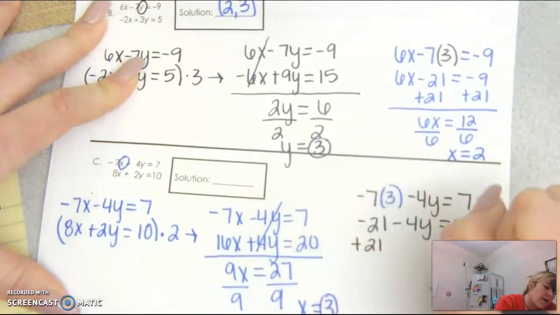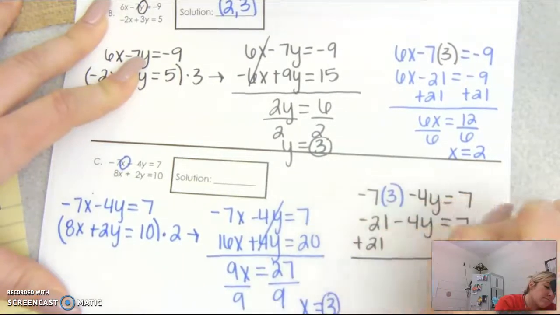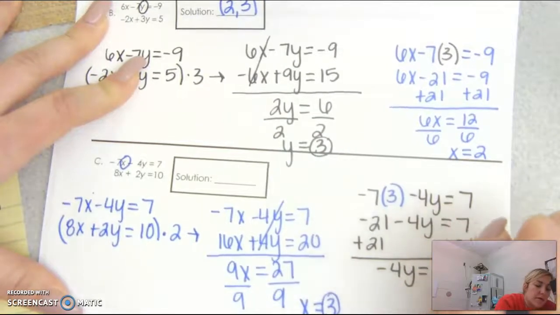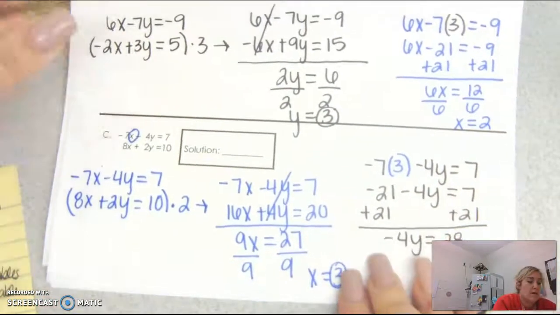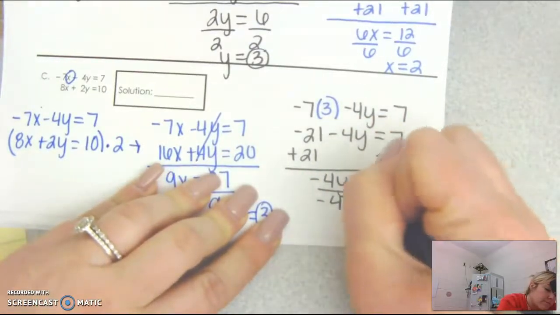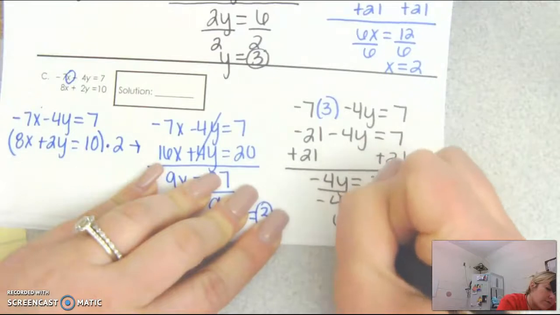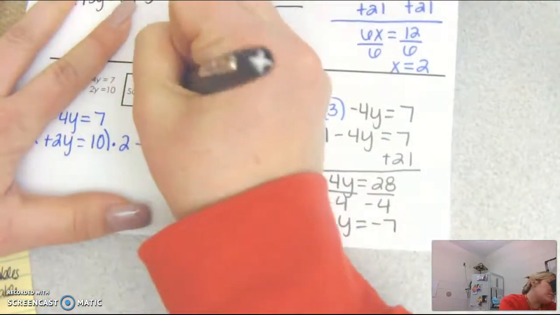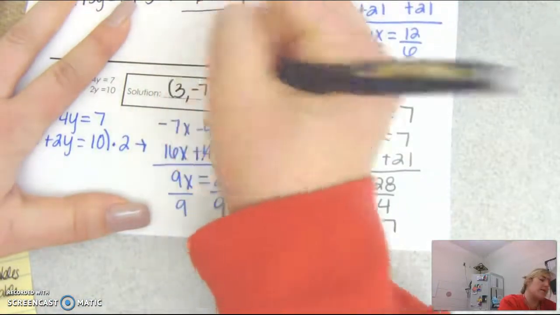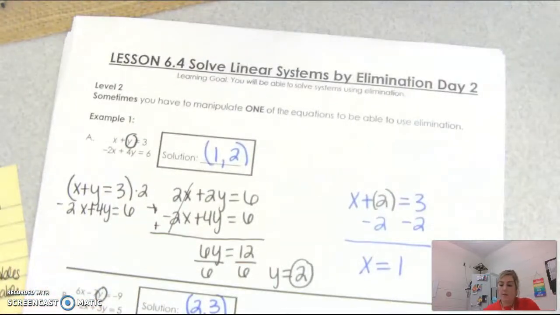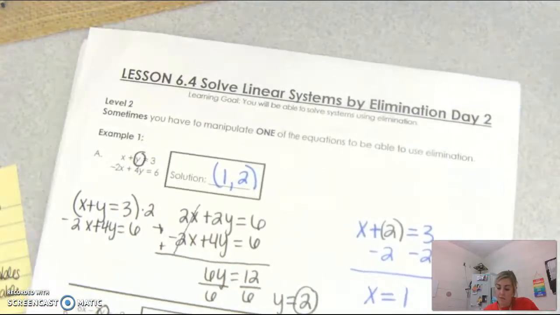Add 21 to both sides. I get negative 4y equals 28. And then divide. Y equals negative 7. My solution is 3, negative 7. So that's the first part of elimination day 2, and that's one of the easier ones.